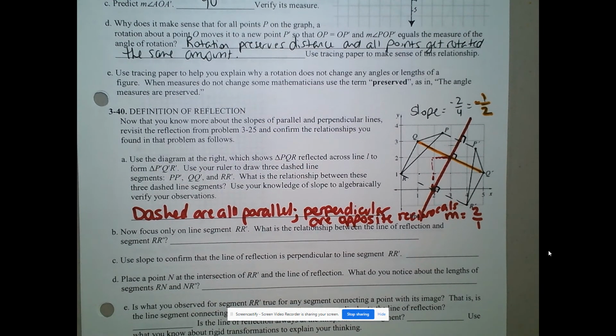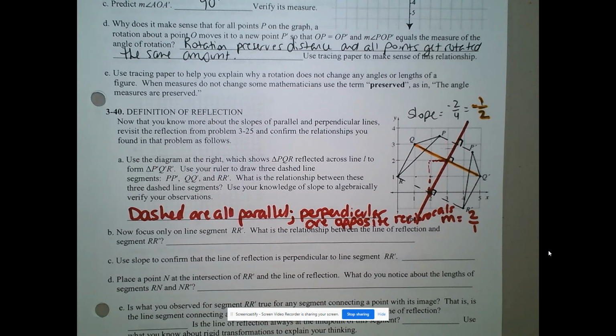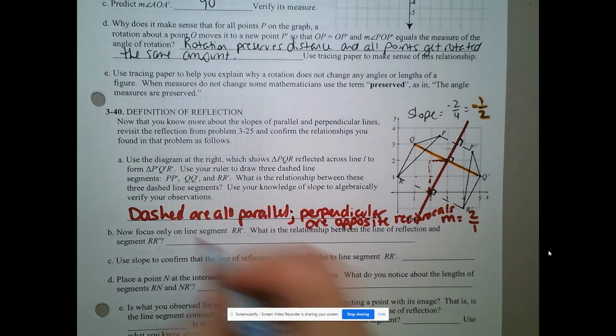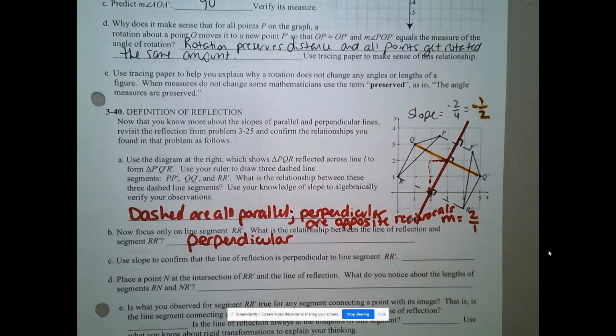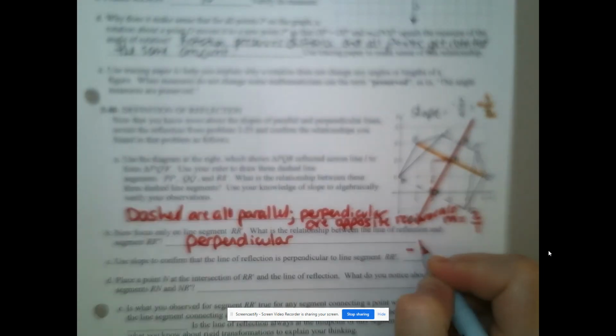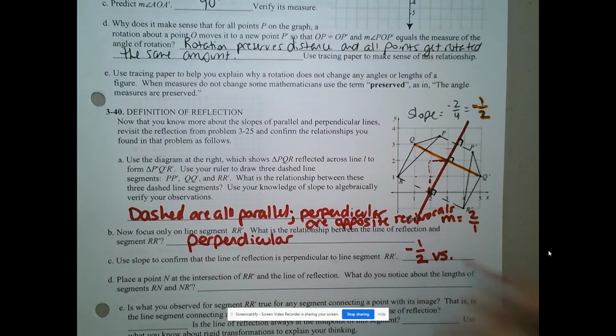Now focus only on segment RR prime. What is the relationship between the line of reflection and the segment RR prime? We just proved, because their slopes are opposite reciprocals, that they are perpendicular. Use slope to confirm the line of reflection is perpendicular to the line RR prime. And yes, one is -1/2 versus the one next to it, which was a positive 2/1.